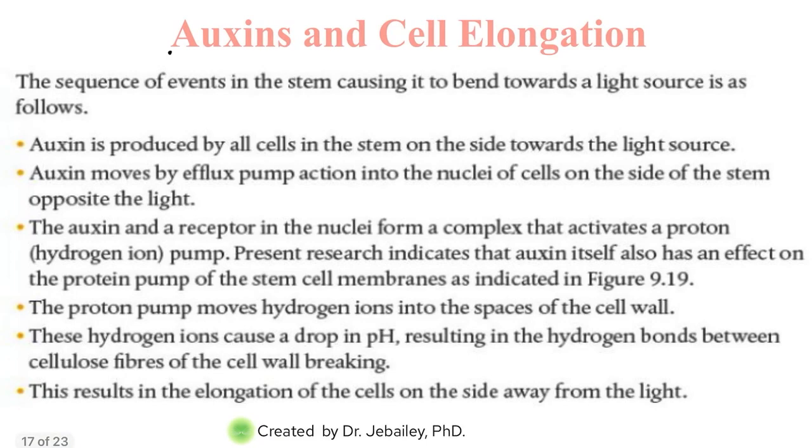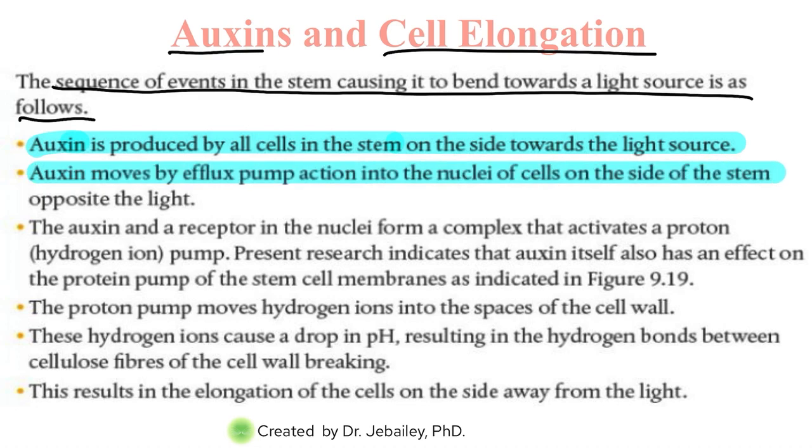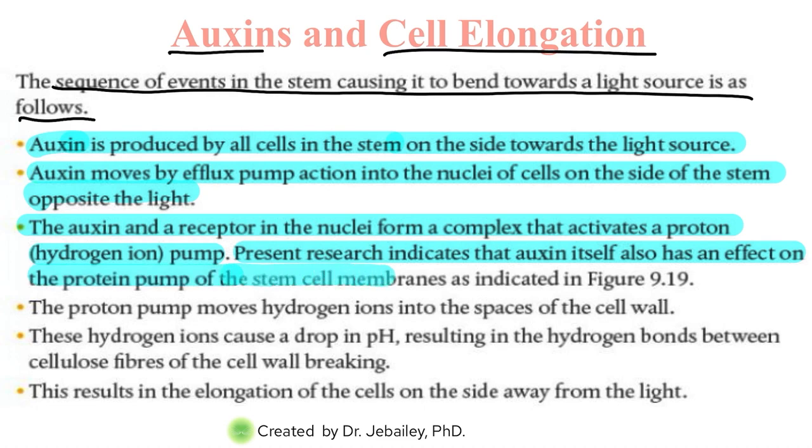So when it comes to auxins and cell elongation, the sequence of events in the stem causing it to bend towards the light source is as follows. Here is a full written sentence of how the auxin works. Starting, auxin is produced by cells in the stem on the side towards the light source. Auxin moves by efflux pump action into the nuclei of the cells on the side of the stem opposite the light. So remember, auxin will always move to the opposite side. Auxin receptors in the nuclei form a complex that activates the proton, the hydrogen pump. The present research indicates that auxin itself also has an effect on the protein pump at the stem cell membrane. Forget about the picture here, but it's basically saying that auxin is the one who activates the hydrogen pump.